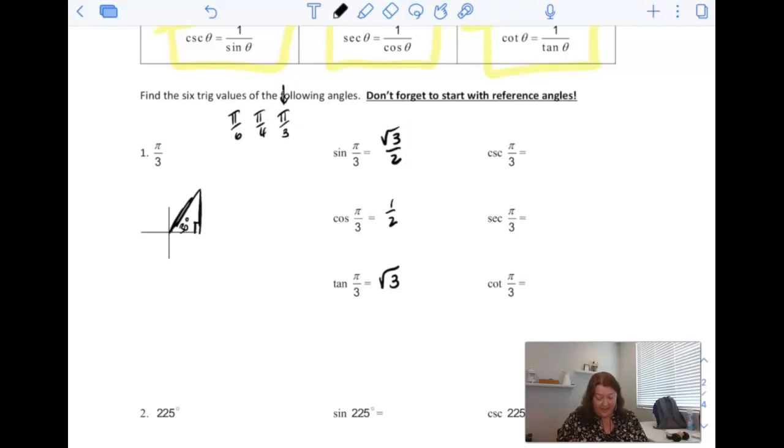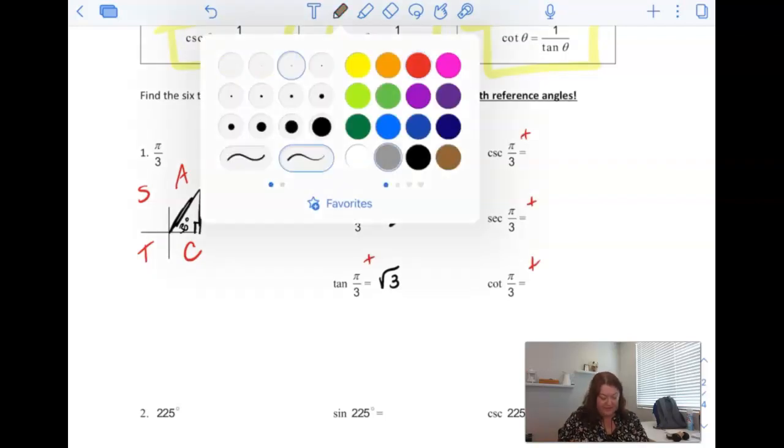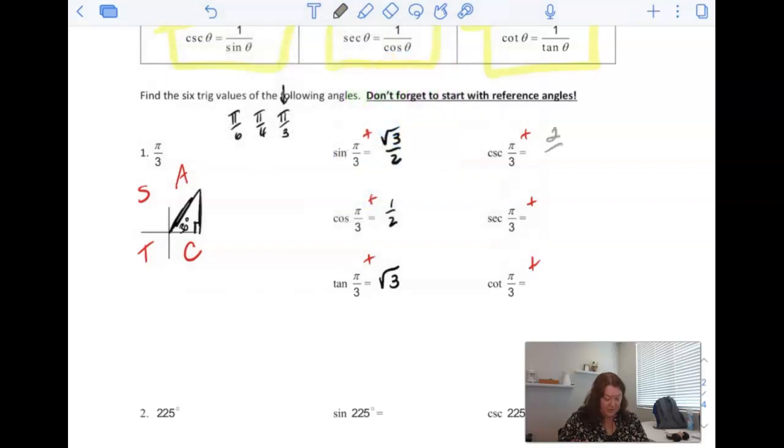Then don't forget to go back and do, all students take calculus, and get the signs right. So in the first quadrant, absolutely everything is positive. That's the originals, that's the reciprocals. Okay, and then the last thing I do is flip these over. So this is going to be 2 over square root of 3. When I fix the radicals, you're going to get 2 square root of 3 over 3.